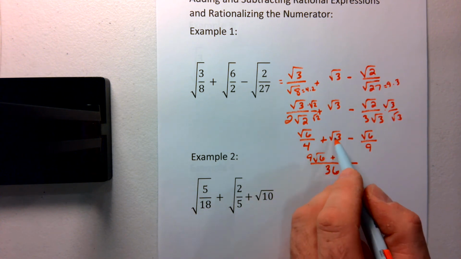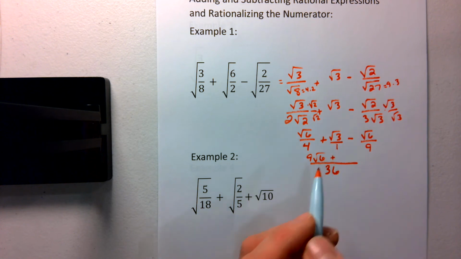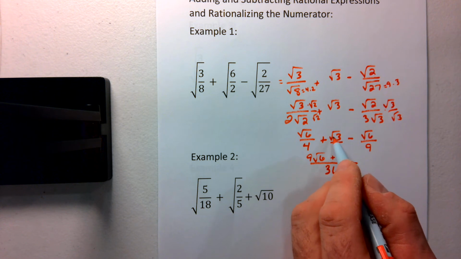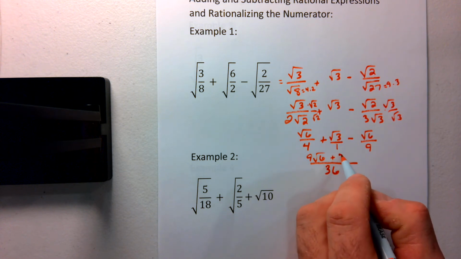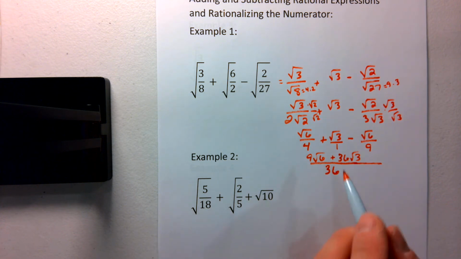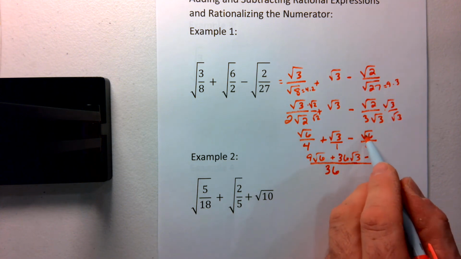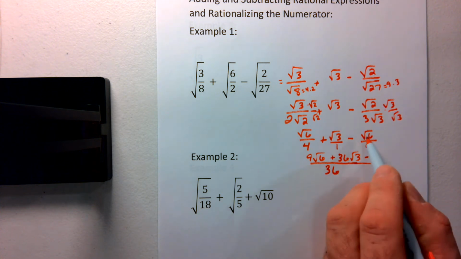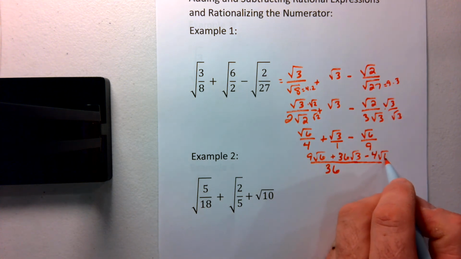To that, we're going to add. Our denominator in this case is 1. So if I have 1 as my denominator, I'm going to multiply it by 36 to get my common denominator. So I'm going to multiply my numerator by 36 and get 36 radical 3. And multiply my radical 6 here by 4, because 9 times 4 gives me 36. I multiply the 4 to the top as well.